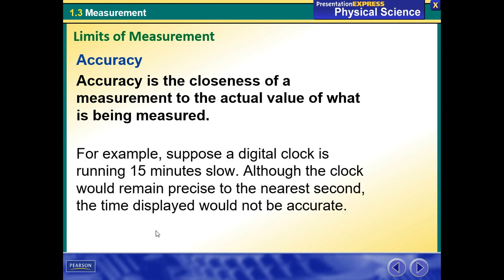Accuracy, on the other hand, is the closeness of a measurement to the actual value of what you're trying to measure. A good example of this is suppose a digital clock is running 15 minutes slow. Although it's going to be precise every day and it runs to the nearest second, the time displayed is not accurate.